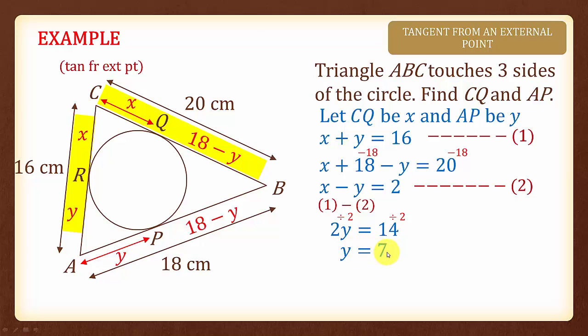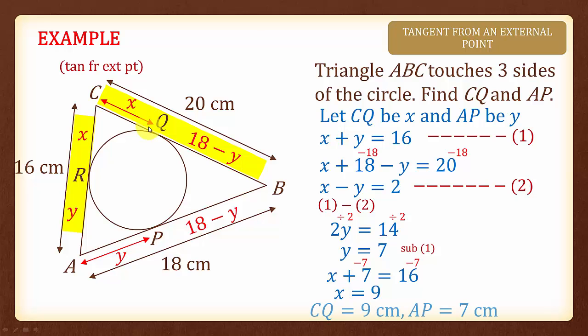We will substitute this into equation 1. And we will have x plus 7 equals 16. To find x, we will subtract 7 on both sides to give us x equals 9. And therefore, the length CQ, which is x, is equal to 9. And the length AP, which is y, is equal to 7 centimeters.